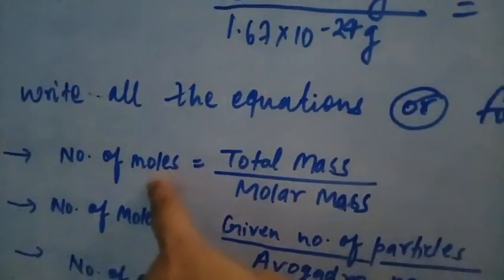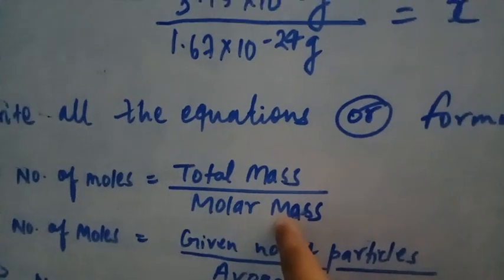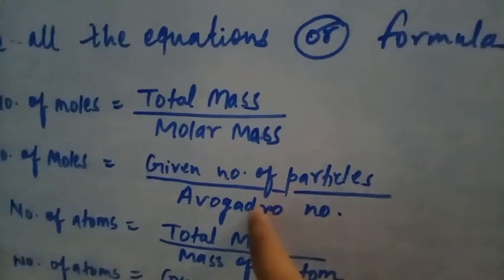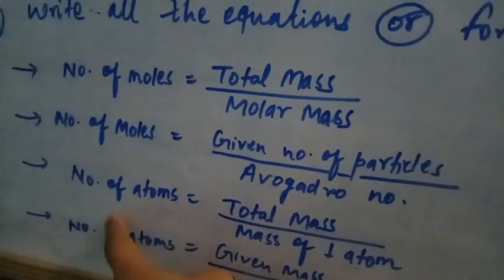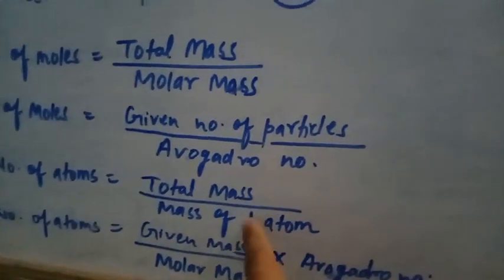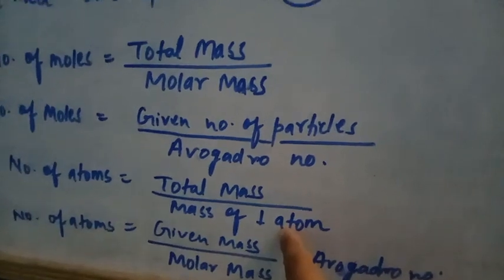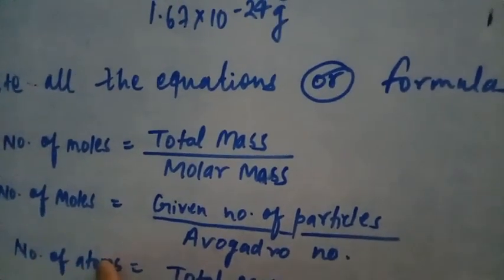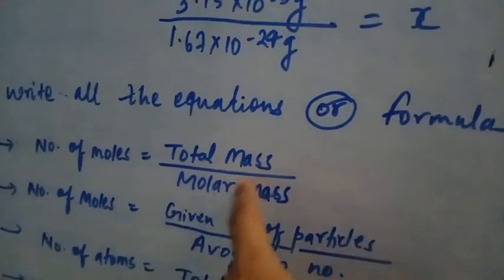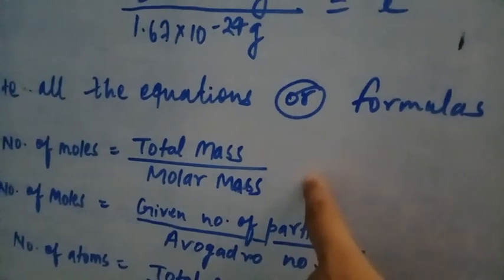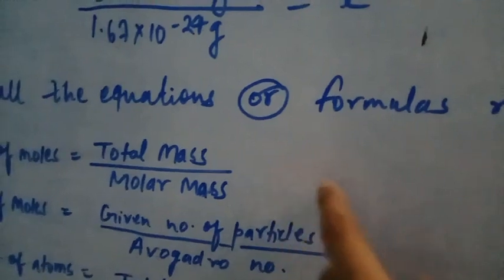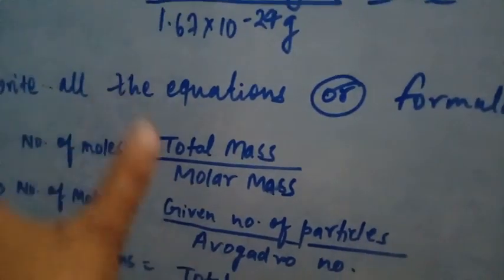Number of moles is equal to total mass by molar mass. Number of moles is equal to given number of particles by Avogadro number. Number of atoms is equal to total mass divided by mass of one atom. If you are given total mass and you know the mass of one atom, then you can calculate the number of atoms. Now in number of moles, the formula is total mass by molecular mass. If you multiply it with Avogadro number, you will get the number of atoms directly.